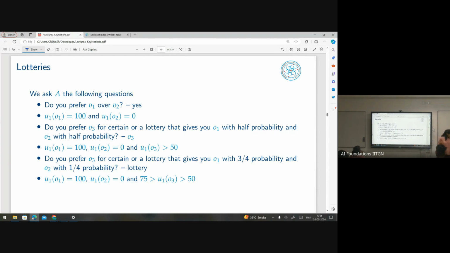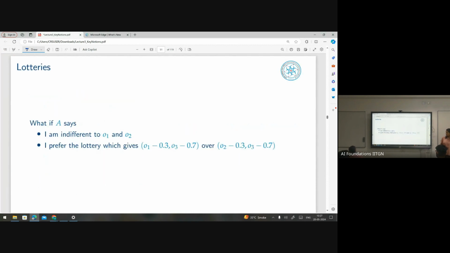And now there is also one more glitch that could happen. For example, what if A says, I'm indifferent to O1 and O2. There are two outcomes and I equally like them. For example, it could be a laptop, Dell and HP. I'm indifferent between Dell and HP. So I prefer the lottery which gives me Dell with probability 0.3, and this is something else, let's say Apple, with 70% probability. And I prefer the outcome.